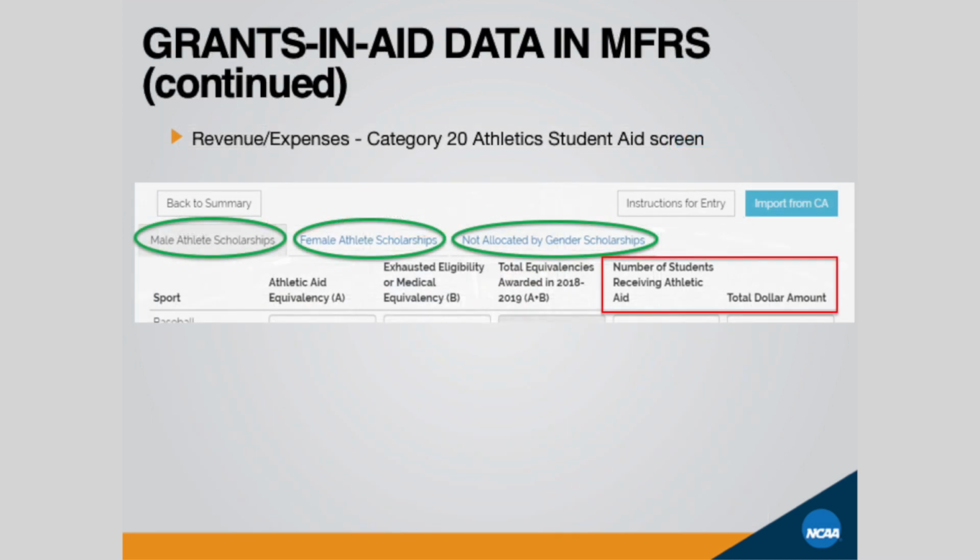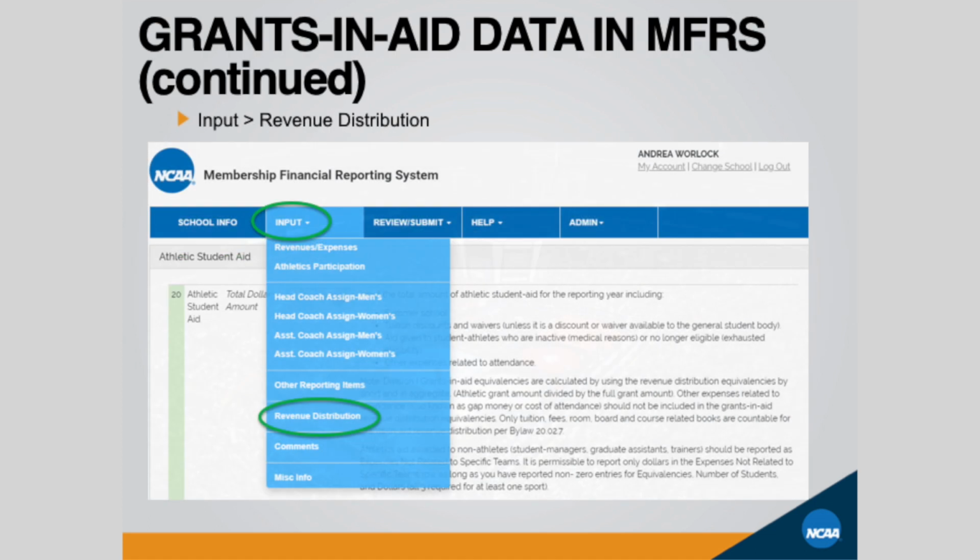The green circles identify the three tabs at the top of the page to represent your men's, women's, and mixed sports. For accuracy, please have your grants and aid equivalency expert review all the data that has been imported or entered prior to submission. The red box to the right is data collected for research and IPP purposes, not for revenue distribution. Once you have reviewed the information, click on the Input tab and choose Revenue Distribution in the drop-down.